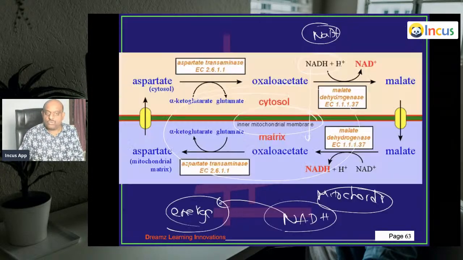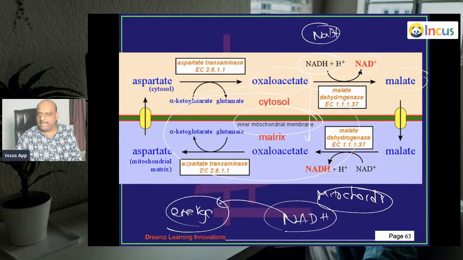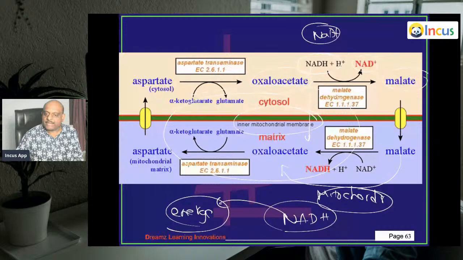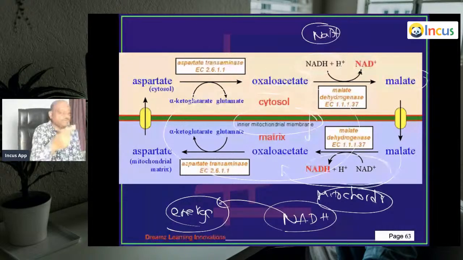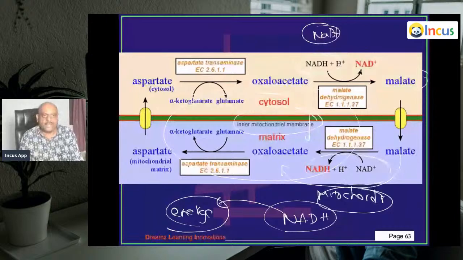So oxaloacetate is converted into malate. In the process, NADH becomes NAD. Malate comes into the mitochondria, or converts back into oxaloacetate.